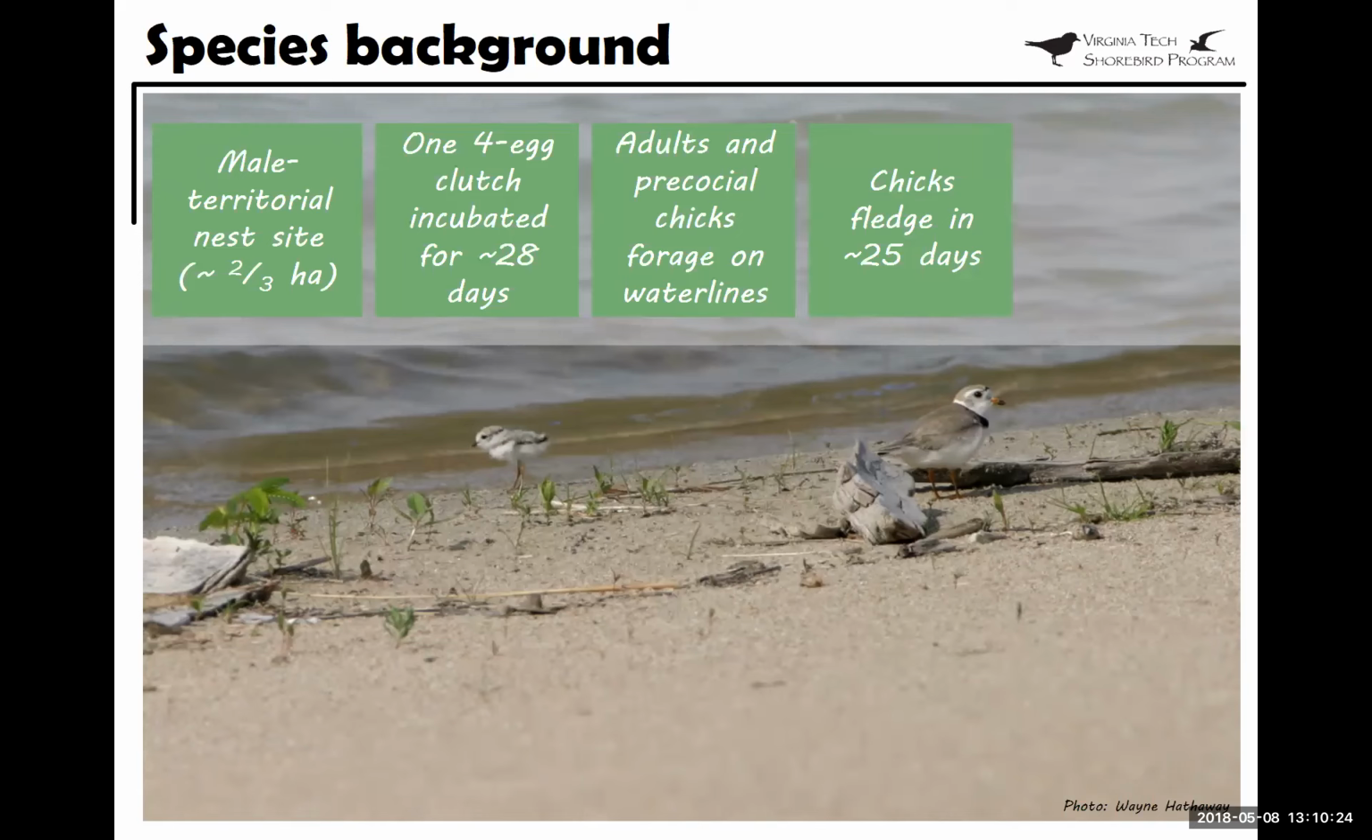After about 25 days, chicks have grown enough to be able to fly and are independent, or fledged. Plovers migrate to the Gulf and Atlantic coasts and the Caribbean to winter, and then they return again in the spring. They often have high site fidelity and will sometimes return to the same sandbar year after year to nest.